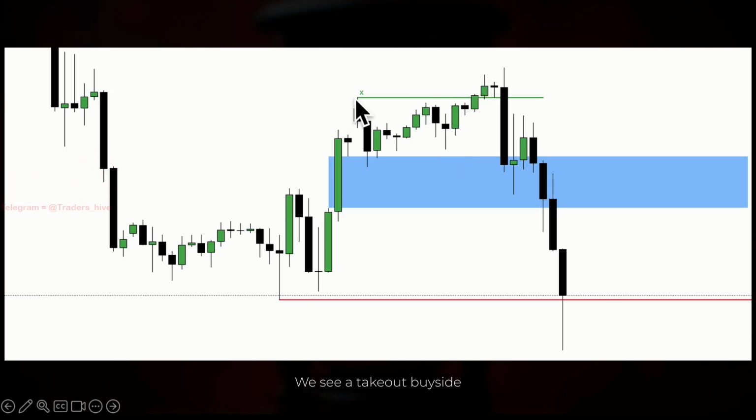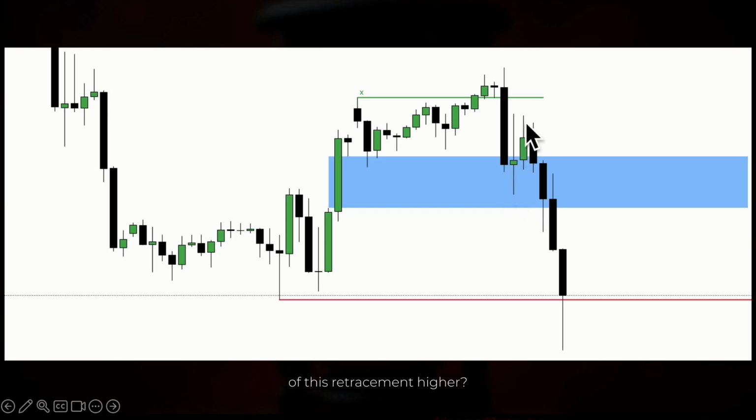We see a takeout of buy side liquidity resting above this high. We see the market form a swing high and begin to displace lower. Notice that the market is being repriced into the price range of this BC right here. We see the market find support inside of that initially, and a retracement higher takes place.